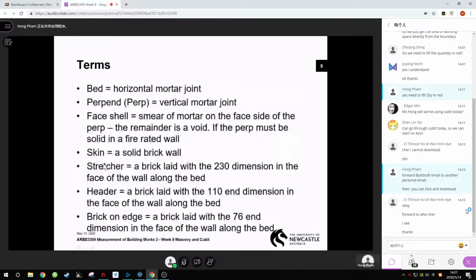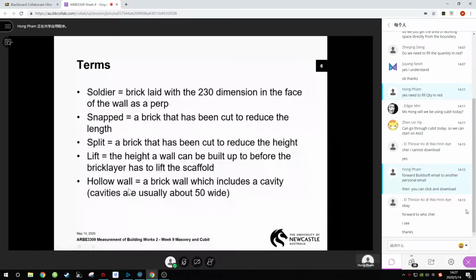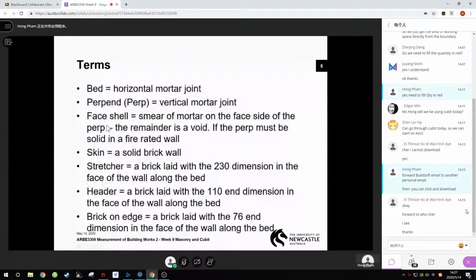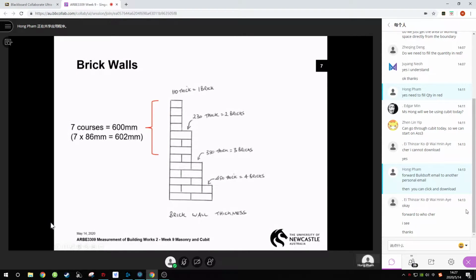So you have hollow walls, you have solid, skin, a solid brick wall, skin of a hollow wall, hollow walls, cavity walls, a leaf, split, snap, soldier, you've got a bed, perpen, skin, stretcher, header, brick on edge. Okay, I'm going to explain all these terms to you. I'm going to show you my whiteboard.